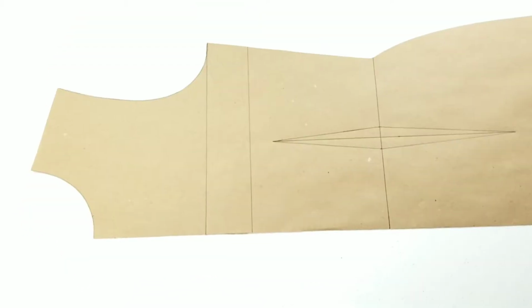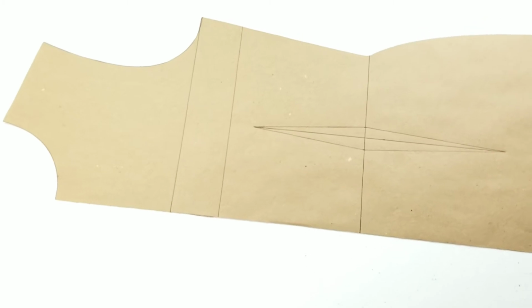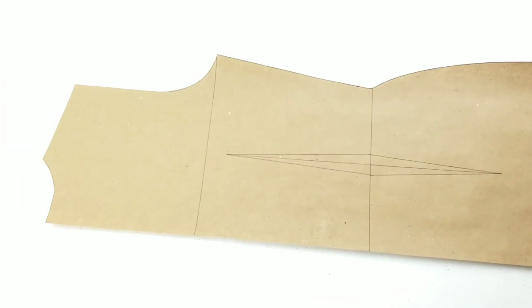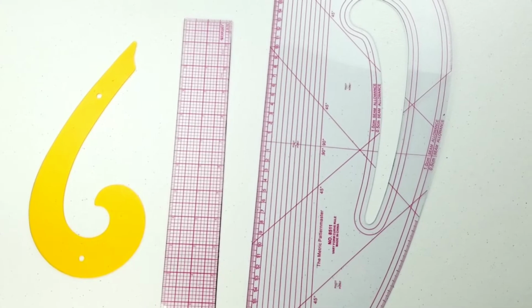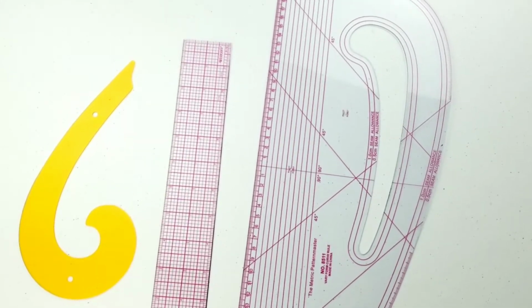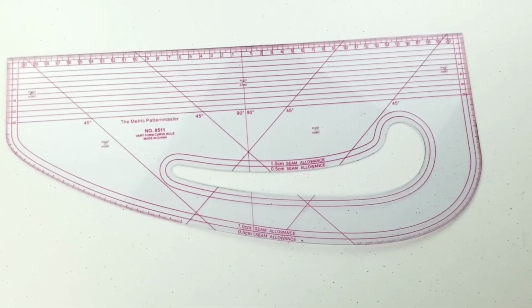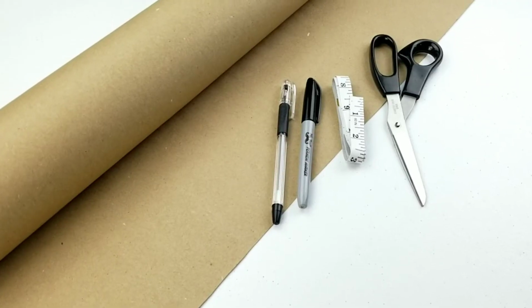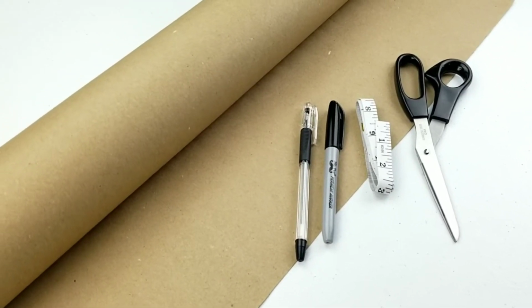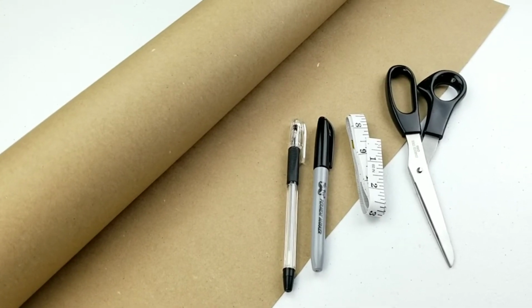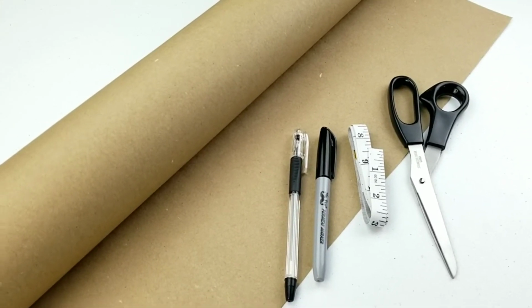My name is Rebecca. In today's video I'm going to show you how to draft a basic bodice block with a waist dart. For this tutorial you'll need a few rulers, a French curve, a grading ruler, and a pattern master. You will also need some pattern paper, markers, measuring tape, and a pair of paper scissors.